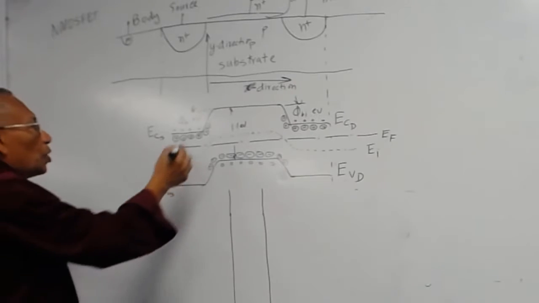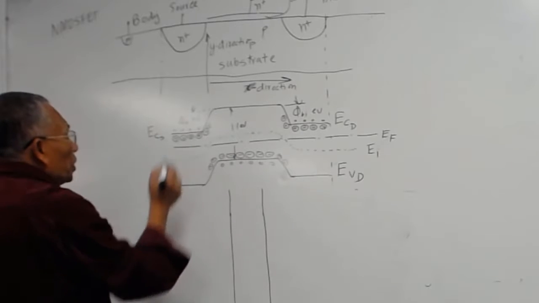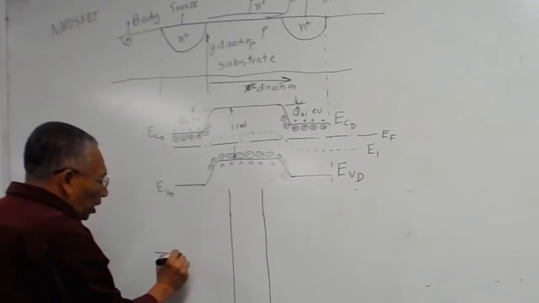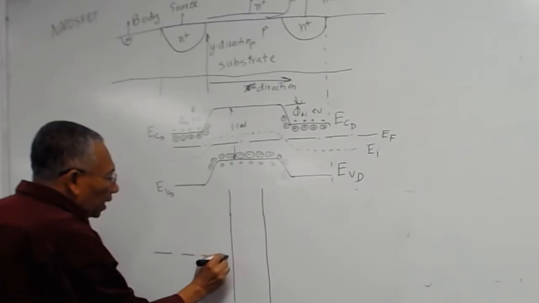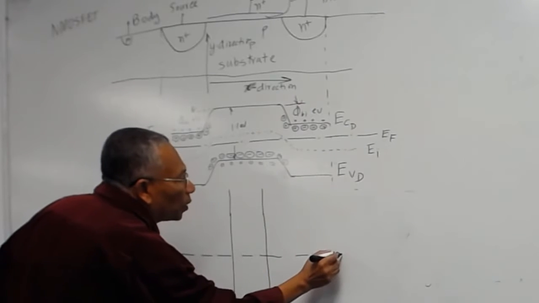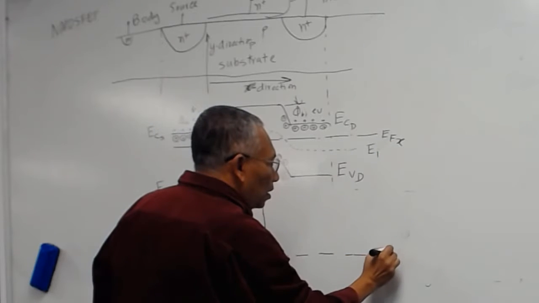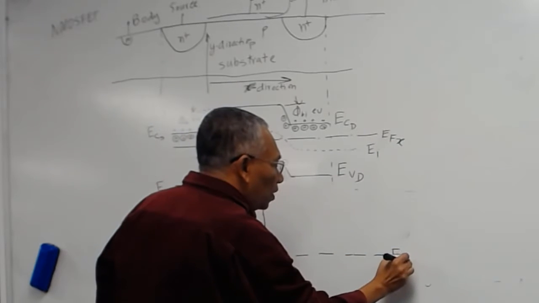So you can draw the other side, the n side here. Because it is not connected to any voltage, it is in equilibrium, so the Fermi level will be constant this way. This is the Fermi level in the x direction. This is the E_F in the y direction.